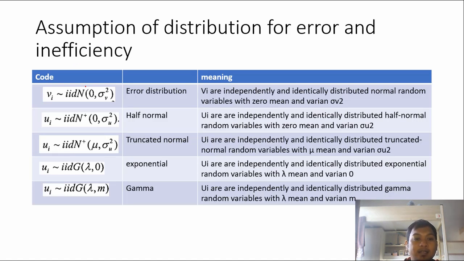This is for error. The error is independently and identically distributed normal random variable with zero mean and variance sigma squared. And this is the half normal. U_i are independent and identically distributed half normal random variables with zero mean and variance. And this is truncated normal. U_i are independent and identically distributed truncated normal random variables with mu, mean, and variance. And this is exponential and gamma.